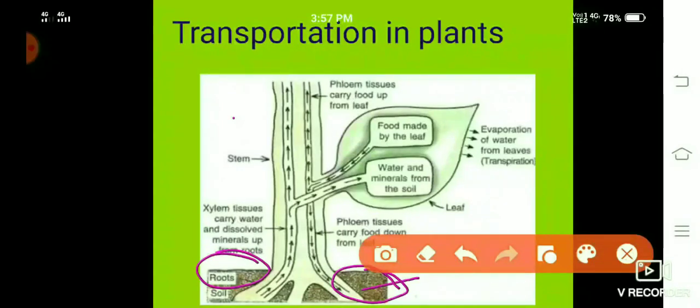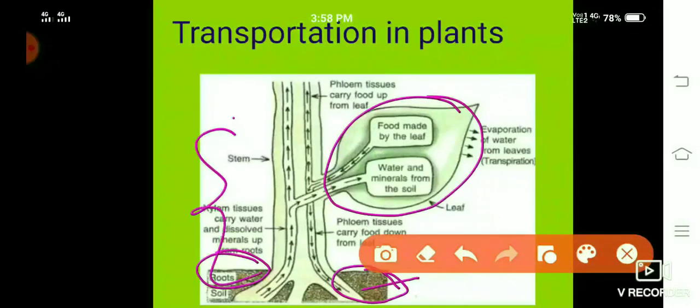Now, a very important thing: if the distance between the soil and the leaf or the chlorophyll is very small, then it is easy for the plants to pass the nutrients, because diffusion can happen very easily if the distance is very small. So more energy need not be required.